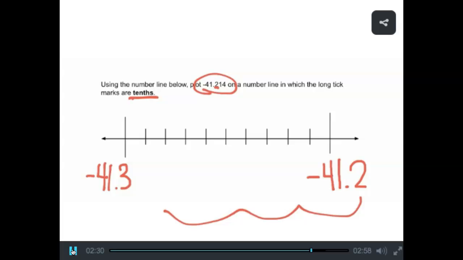So now, since this is the 2 tenths spot right there, now we need to go to the 1/100ths, because now these each here are going to be hundredths. And then we can also move over 4 thousandths. So it'd probably be right about here. And that right there is where we would plot this number right here.